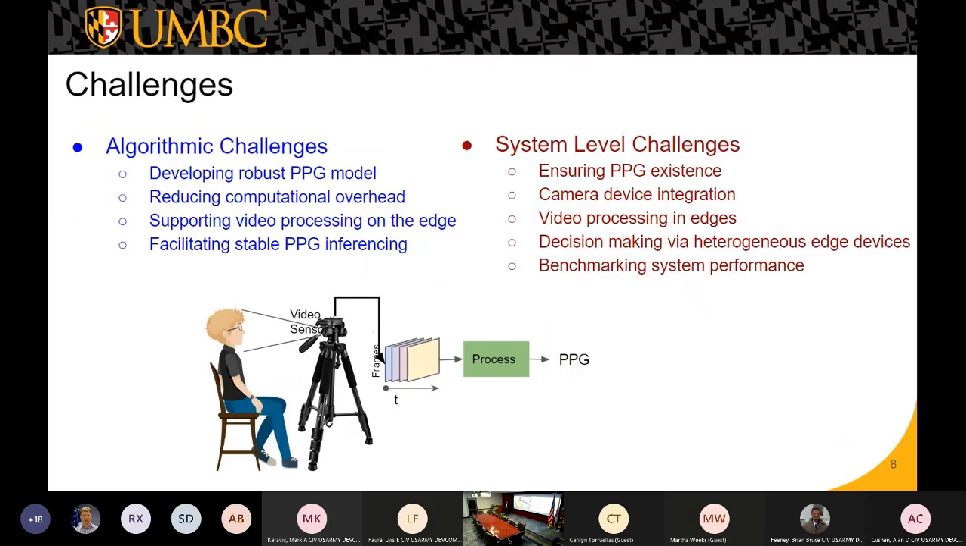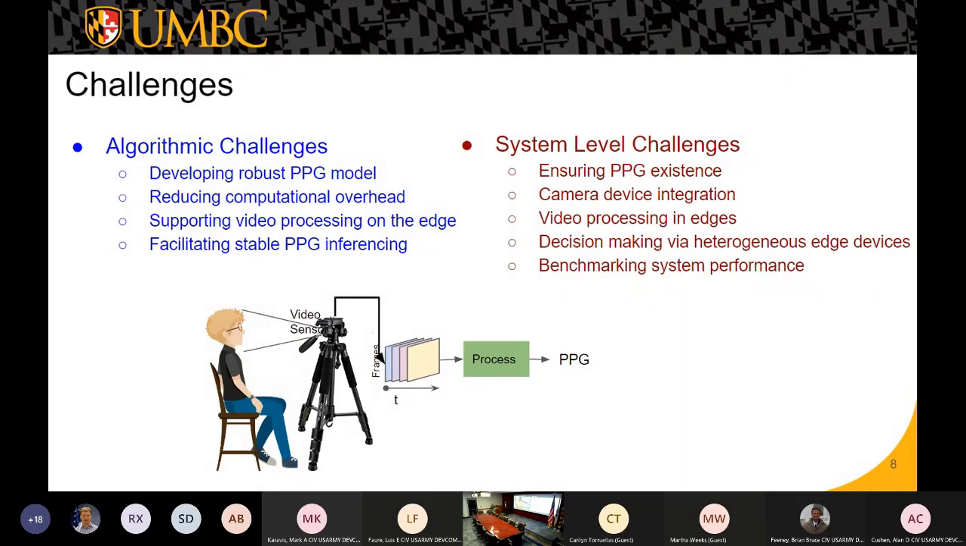There are two types of challenges that we have addressed throughout our work. Firstly, the algorithmic challenge: what type of model are we building or developing to extract heart rate from the PPG signal? And how do we make these models very computationally efficient, taking the video input and figuring out what the diffusion signal is? And of course, can we compress everything into a very small computation device, and finally facilitate a stable rPPG device?